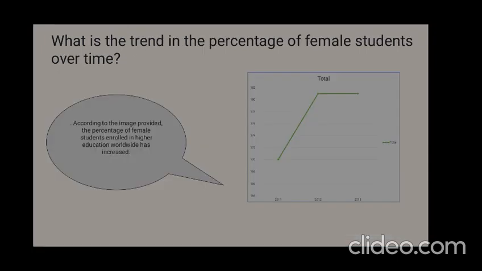What is the trend in percentage of female students? As shown in the line chart, the percentage of female students enrolled in higher education worldwide has increased every year since 2012.